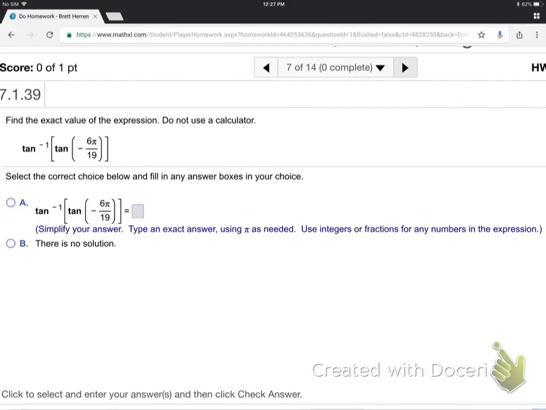Okay, what's tangent inverse of tangent of negative 6 pi over 19? Negative 6 pi over 19. Why do you say so? It's the inverse of itself. It's tangent inverse of a tangent. Yeah. They're opposites. Inverse functions cancel each other out. Negative 6 pi over 19.